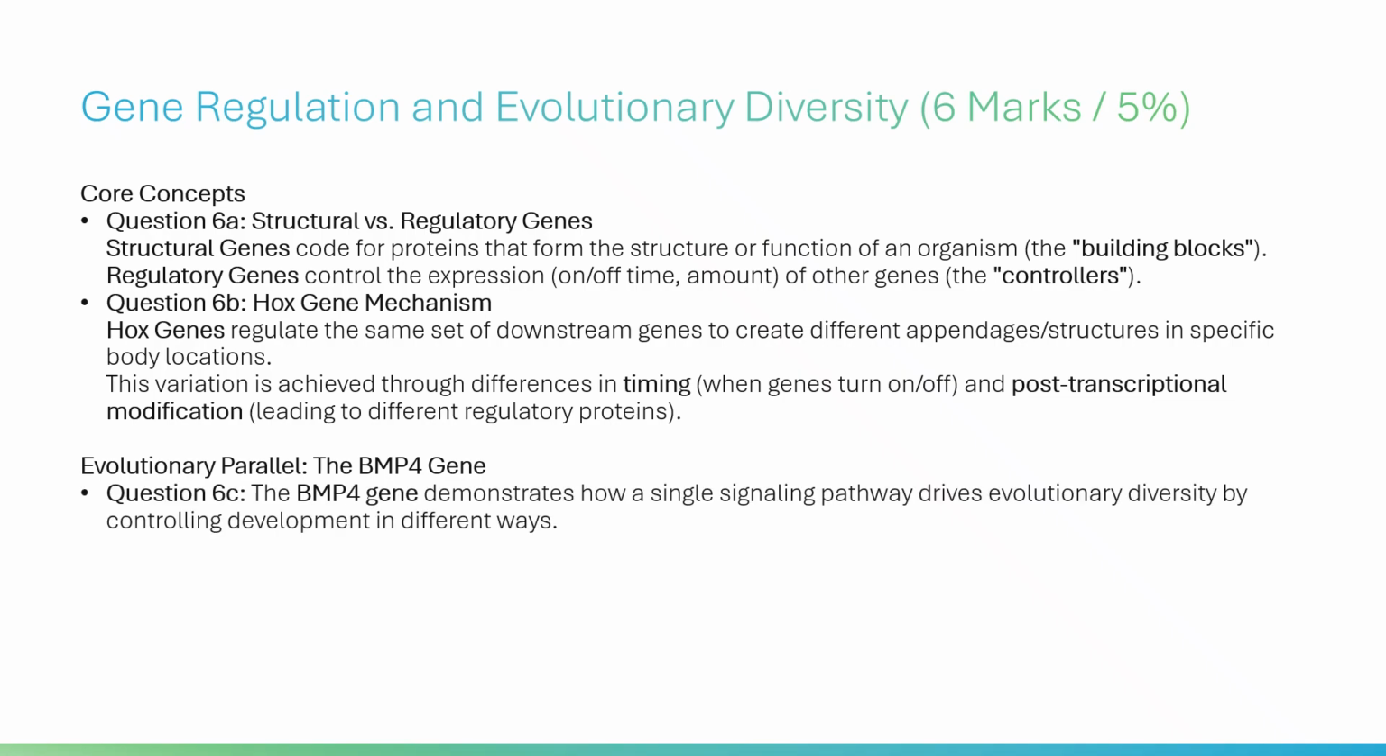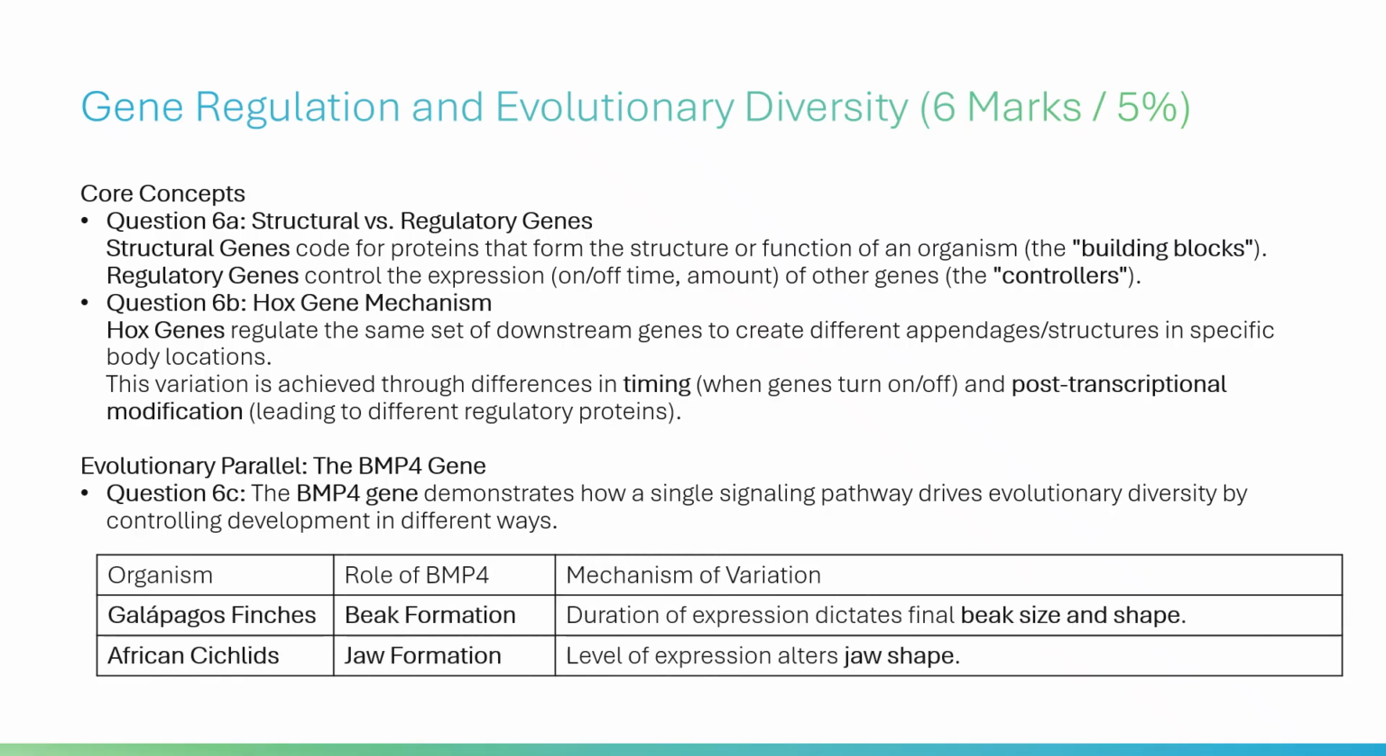Question 6c. The BMP4 gene demonstrates how a single signaling pathway drives evolutionary diversity by controlling development in different ways.